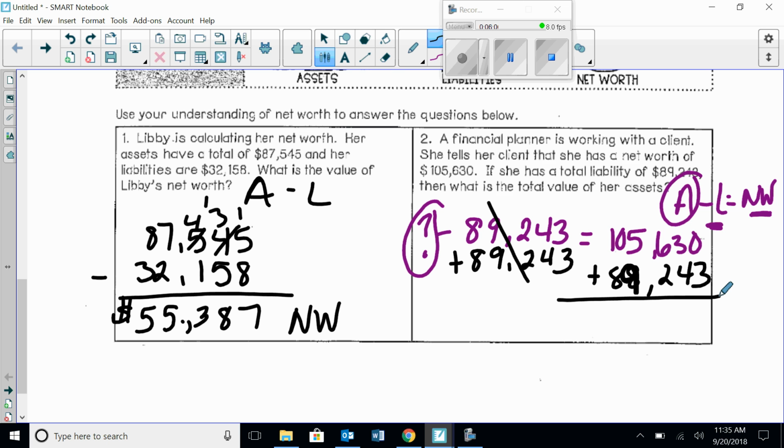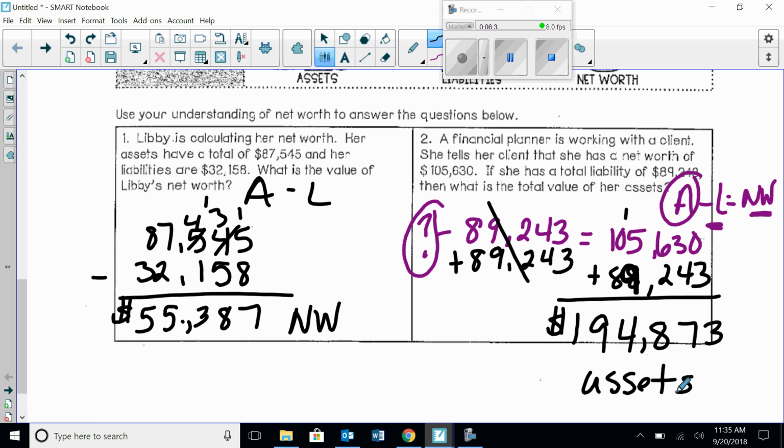Remember, your net worth is what is left over. So if I add the two together, then that's going to get the total that I started with. So I'm going to add them together. So that's going to be 3 and 7 and 8. And I'm going to be 14 for the 1, so 9. So my assets is going to be $194,873.